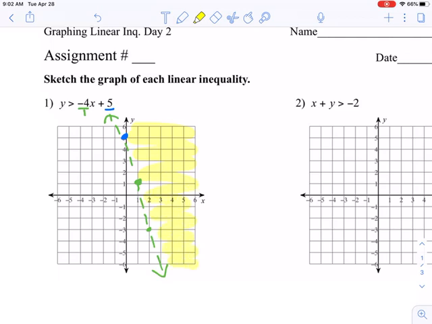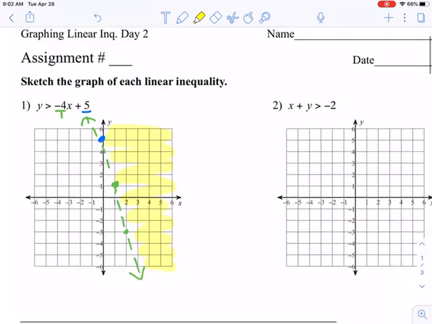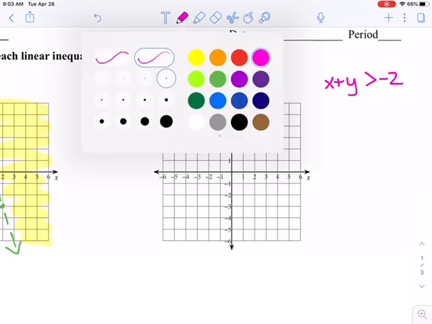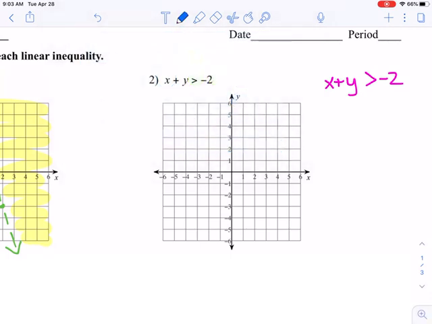Now for question number 2, notice that it's not in the same form. Y isn't by itself. So for question number 2, I want to get y by itself first, which means that if I have the equation x plus y is greater than negative 2, I want to subtract the x from both sides, and I'm going to have y is greater than negative x minus 2.